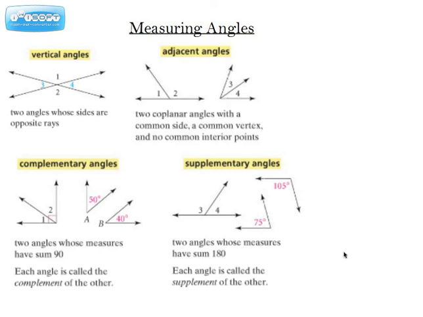There are four types of special angles. The first one here is vertical angles. Those are two angles whose sides are opposite rays. So 3 and 4 are vertical angles, 1 and 2 are vertical angles. Over here we have adjacent angles, two coplanar angles with a common side, a common vertex, and no common interior points. Those are adjacent angles. Complementary angles are two angles whose measures add up to 90 degrees. Supplementary angles, if we add their measures together, we get 180 degrees.